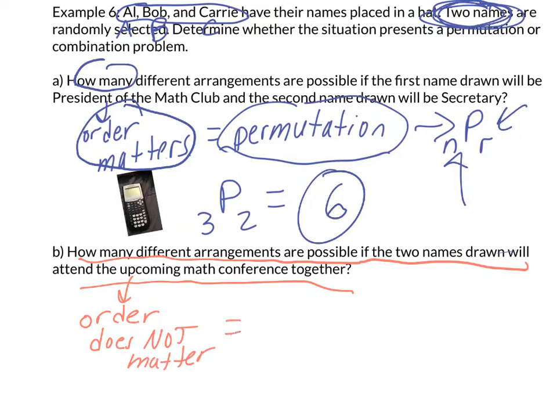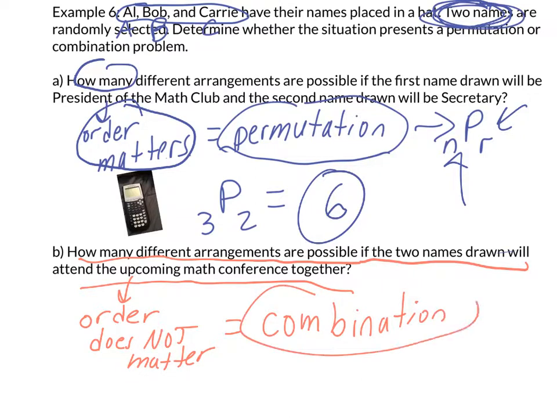And when order does not matter, and you're picking out a few out of the whole to count out and rearrange, then it is a combination question, which means we're going to use the NCR button within the graphing calculator instead. And if you're not sure why order does not matter, let's draw the picture out again. So if I draw Al's name first, then Bob's name second, that results in the same exact outcome as if I had drawn Bob's name first and Al's name second.